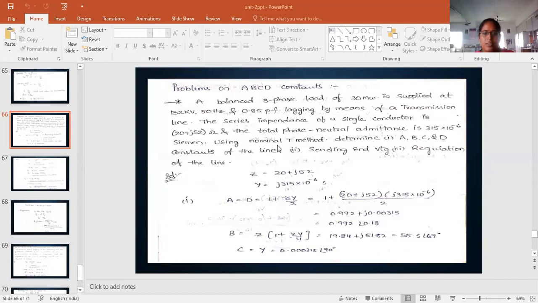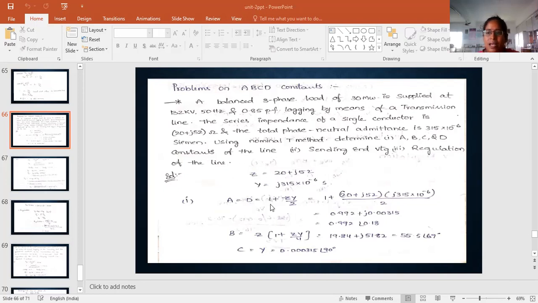See, first from the given data, we know the admittance value. The admittance value is 315 into 10 power minus 6, and the problem is a nominal T method. In the nominal T method, we can derive the ABCD values, and for the sending end current, sending end voltage and regulation also we can find out here. First of all, the Z value is 20 plus j52, and the Y value is 315 into 10 power minus 6. This is the admittance value and this is the impedance value.